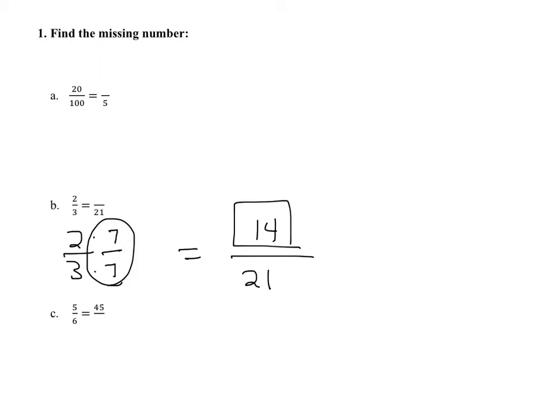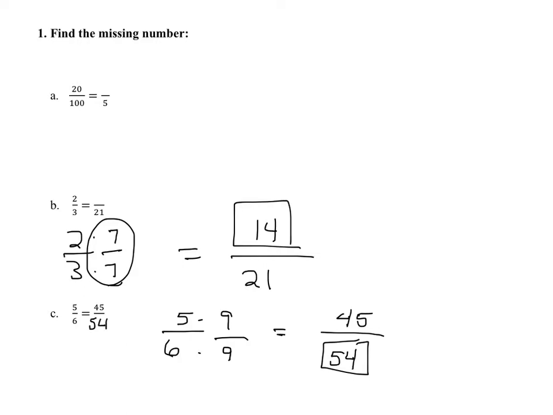So I'm going to do C as well. I'm going to say to myself, self, what times 5 gives me 45? Well, it's 9. So in order for me to multiply by a number 1 and not change the value of the fraction, I also have to multiply the bottom by 9. And that is 54. So 54 is my result, just like 14 was the result up here.